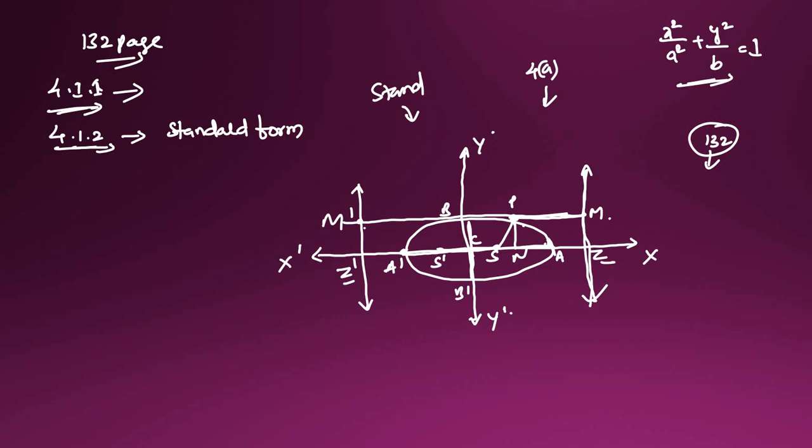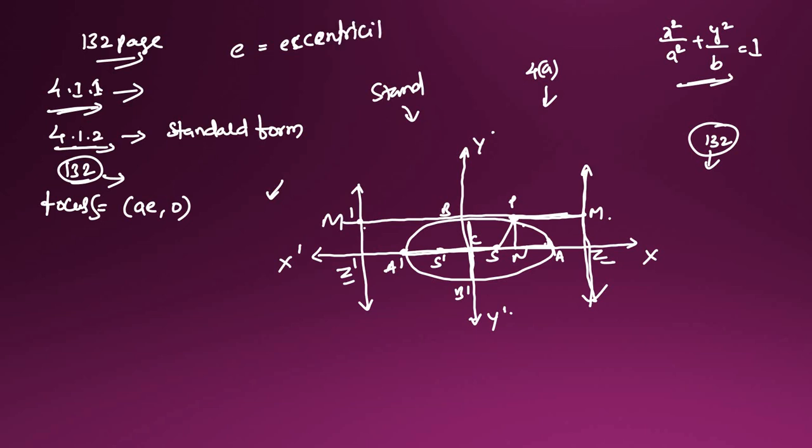We'll discuss some important terms here, like the focus. The focus is given in this exercise. On page number 132, you will find the coordinates of the focus: S is (AE, 0). E is the eccentricity, which is given in the ellipse definition. So here the eccentricity is E, giving AE.